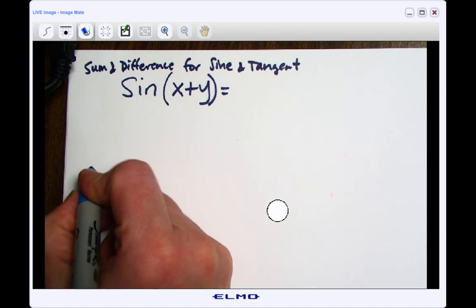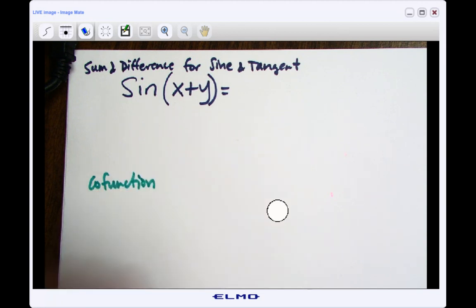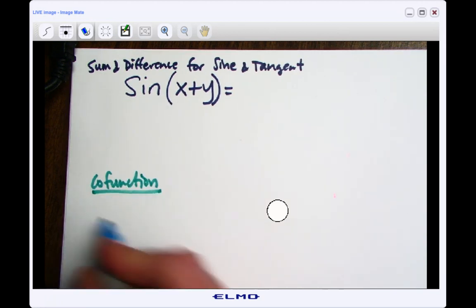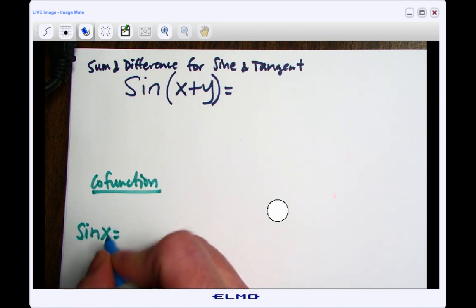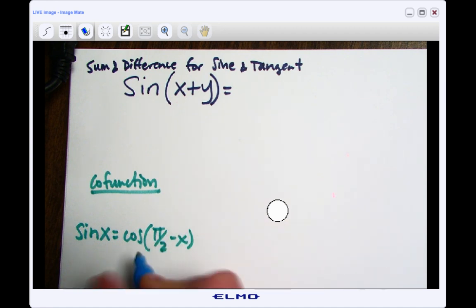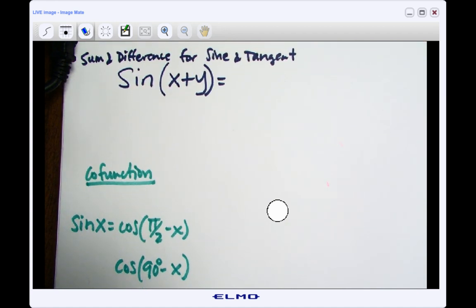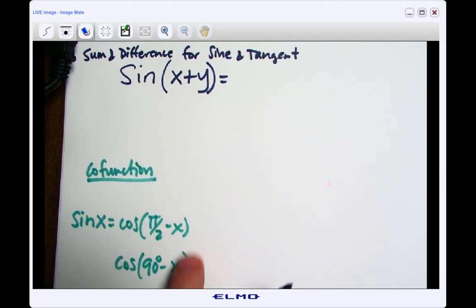So let's talk about our cofunction identity for just a second. If you remember, your cofunction identity says that sine of x is equal to cosine of pi over 2 minus x, or you could think about it as cosine, if you like degrees better, of 90 minus x. So if you remember, these are our cofunction identities. I'm actually going to use this idea here.